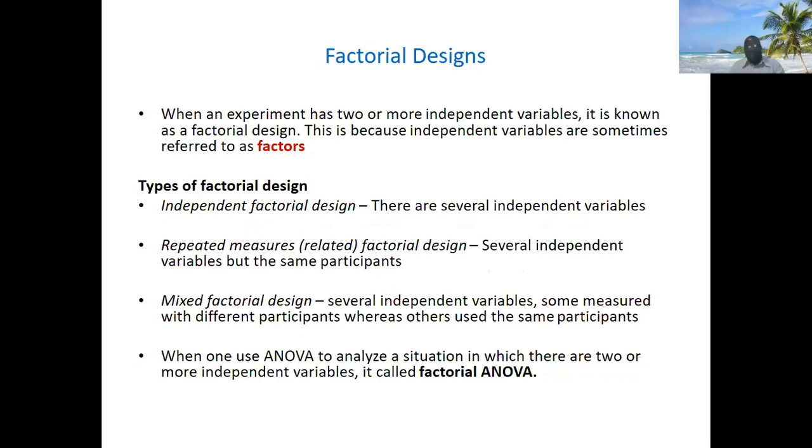But if you divide them into married and non-married, that married and non-married is an independent factor, while this one is dependent. So in that case, you have a mixed factorial design. So when you have many independent variables, it's independent factorial. If you have repeated measures, it's repeated measures factorial. If you have the combination of the two, it's a mixed design.